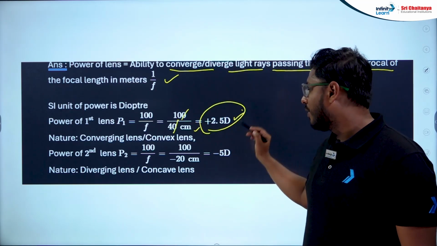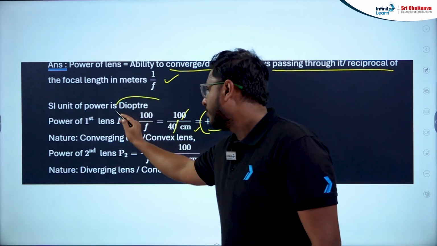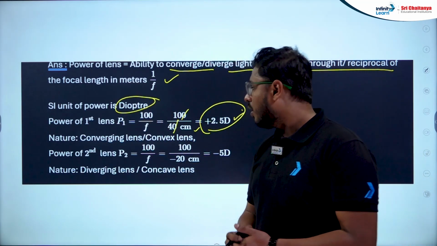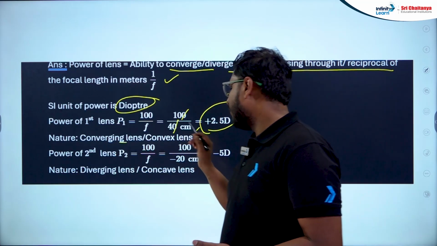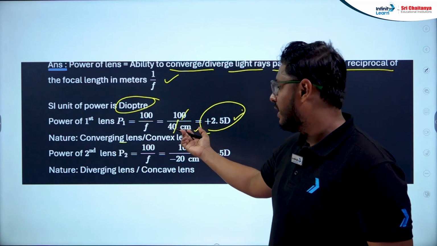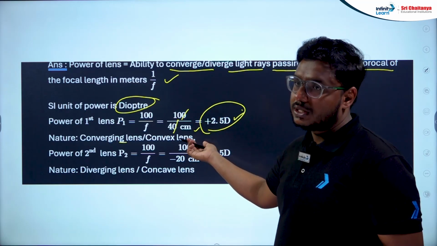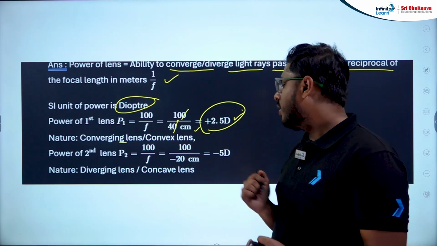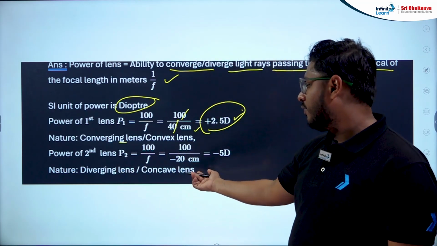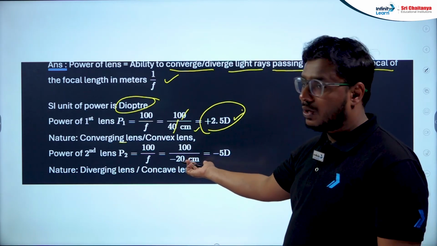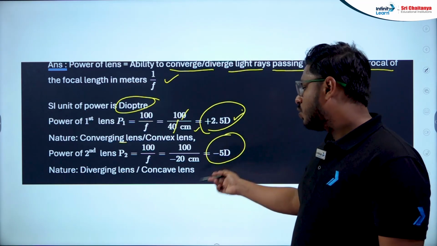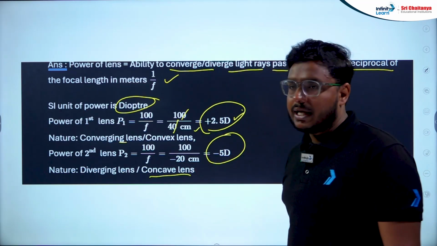The standard unit for power is diopter. It is also asked in the question, right? So the standard unit here is diopter. Nature: converging lens, convex lens. How are we getting that? Because the focal length is 40 centimeter, and the focal length is positive, the lens is definitely going to be a converging lens, which is convex here. The second one is going to be a diverging or concave lens. Its focal length is given as minus 20 centimeter. We can solve it. Power comes out as minus 5 diopter. So the nature is diverging, a concave lens.